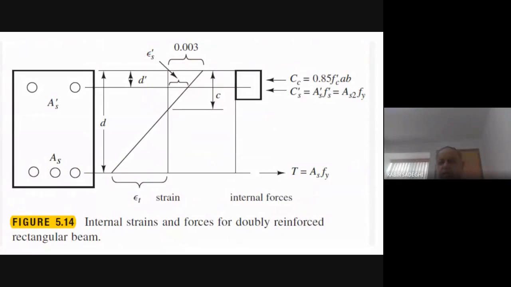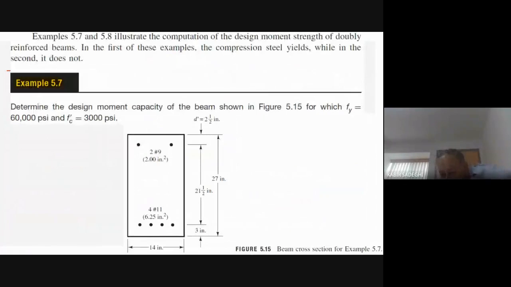And now we should see one example. Let me see if anyone is waiting to join the lecture or not. No. We have 35 students now at the lecture.